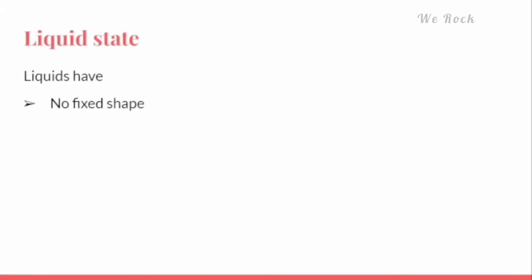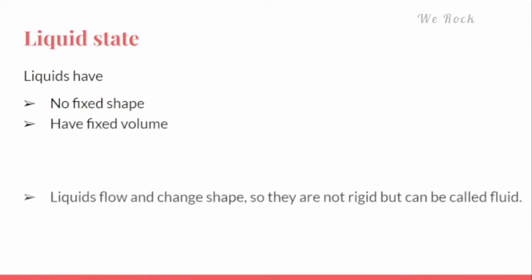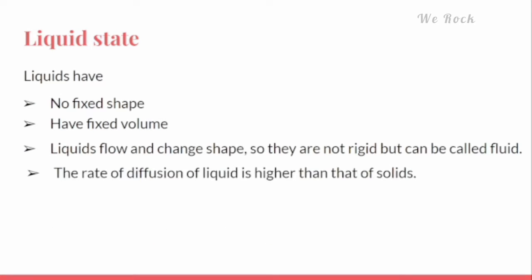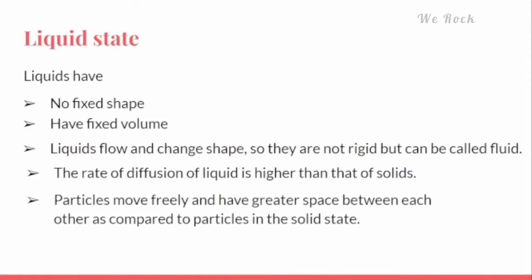Liquid state. Liquids have no fixed shape, have fixed volume. Liquids flow and change shape, so they are not rigid but can be called fluid. The rate of diffusion of liquid is higher than that of solids. Particles move freely and have greater space between each other as compared to particles in solid state.